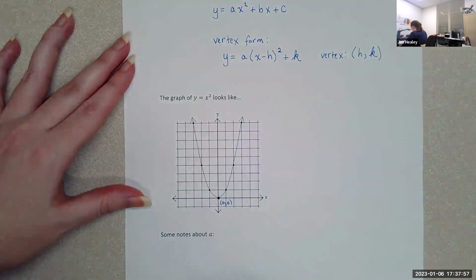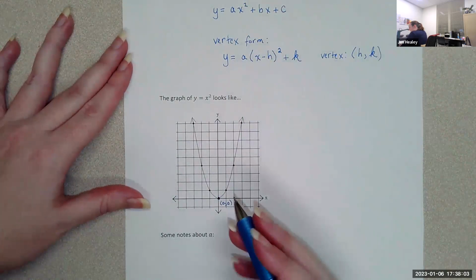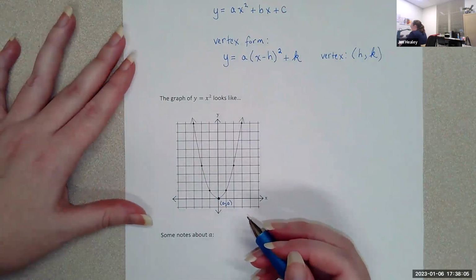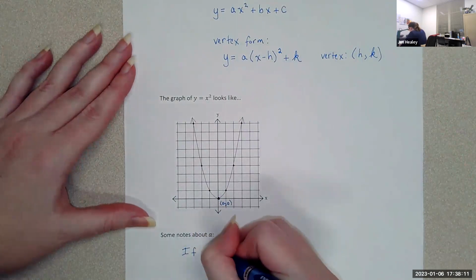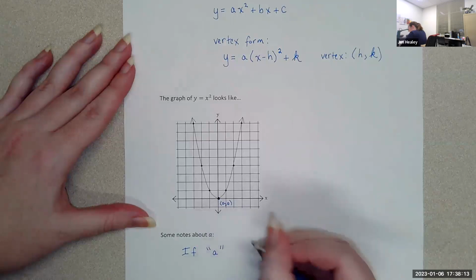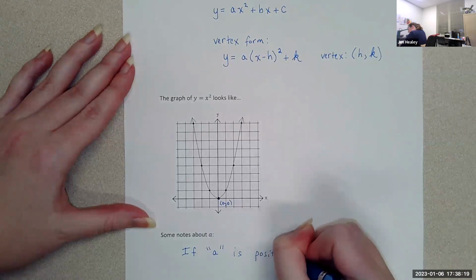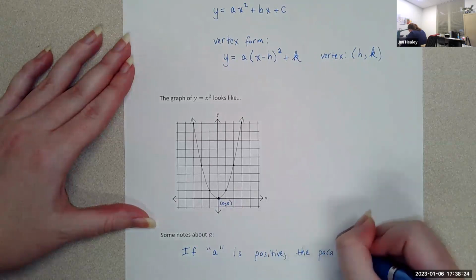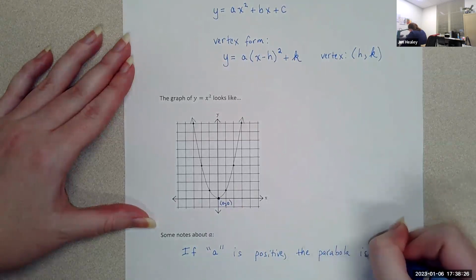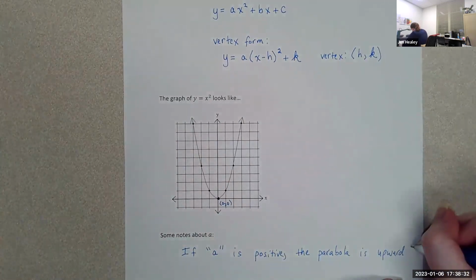Some notes about the letter A in both of these forms. The A is important because it tells us which direction the parabola is facing. So if the A value for your parabola is positive, the parabola is upward. And what I mean by upward is it opens like this.